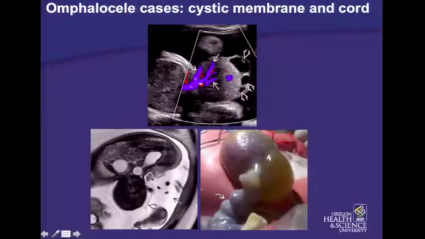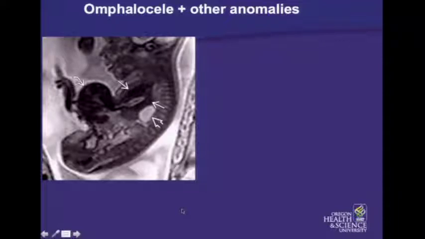It's not unusual to see cystic membrane change. Remember, the membrane is both amnion and peritoneum, and often cysts occur between the two. It's also not unusual to have umbilical cord cysts when there is omphalocele because of degeneration of Wharton jelly. Omphalocele plus other anomalies carry a worse prognosis.